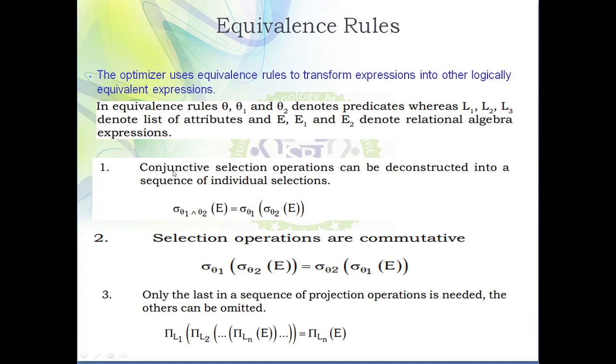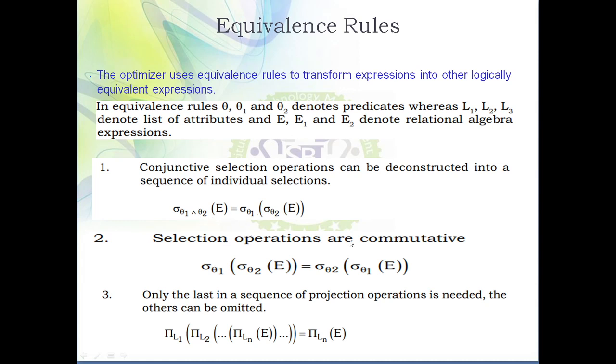So the first rule: conjunctive selection operation can be deconstructed into a sequence of individual selections. What is your observation? You have combined two conditions and applied them on relational algebra expression E, but here individually you first apply the theta 2 condition on expression E, and later you apply theta 1. In one case you apply them combined, in the other one by one. Both are the same, either you write this or this.